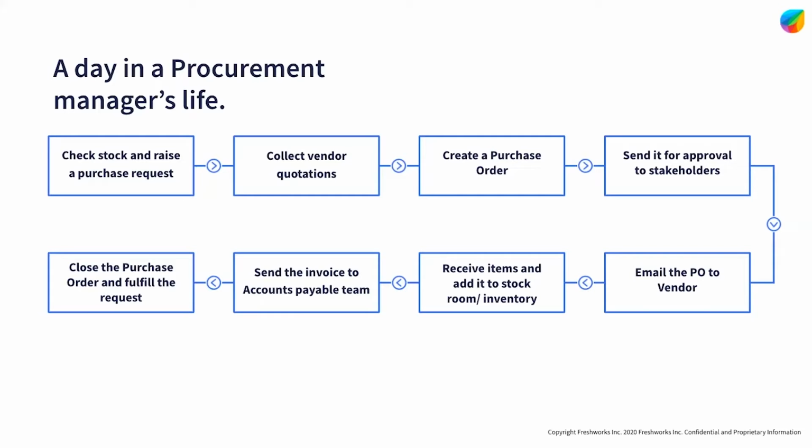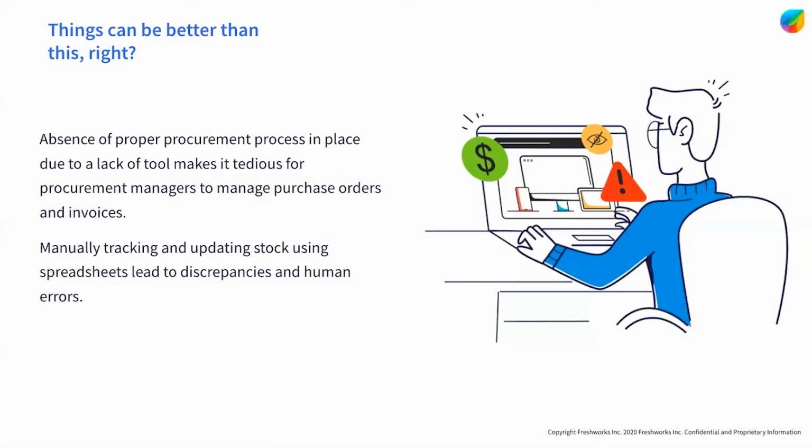Once the items are added, Bob emails the invoice to his accounts payable team within the company so that this purchase order is part of their auditing. Once everything is done, Bob finally goes back to the original service request that initiated this purchase order and fulfills the service request in the service desk tool. It's indeed a long process, but surely things can be better than this, right?